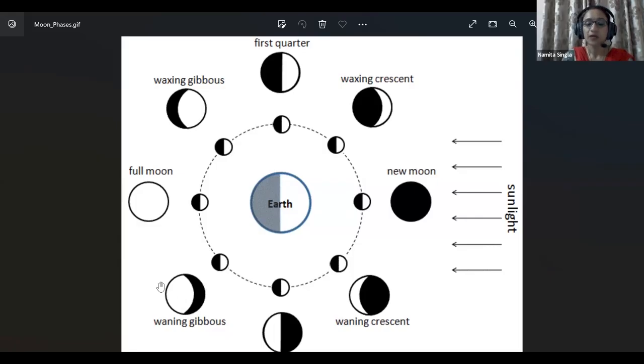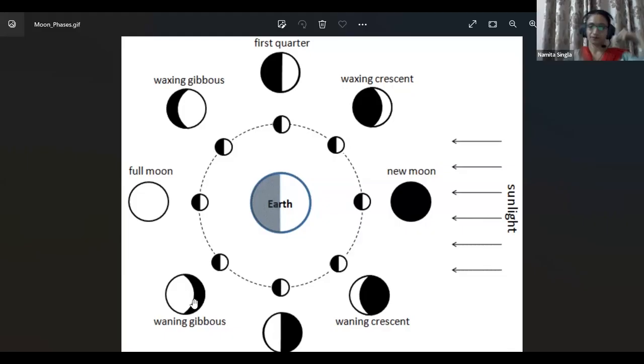Here is the new moon. Okay, so about 3 or 4 days back, there was full moon day. About 4 days after full moon, we have waning gibbous. Yes, Sharvari, you want to say something?